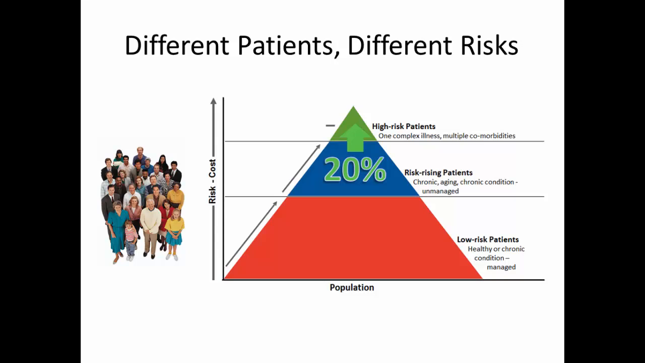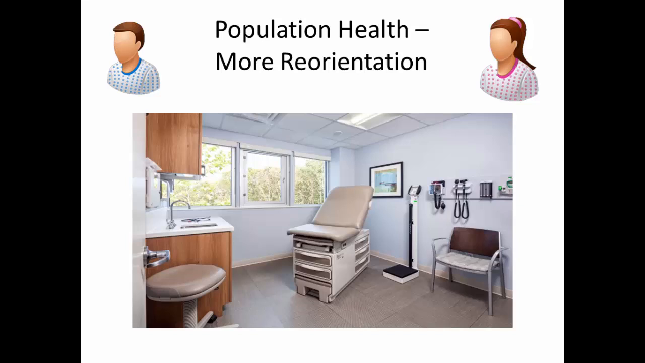At any given moment in a patient population, a lot of estimates suggest that 20% of the risk-rising patients are at risk for going into the high-risk category. And so, again, it's very important to be not just thinking about your high-risk patients and how you manage their care, but also the rising risk patients.